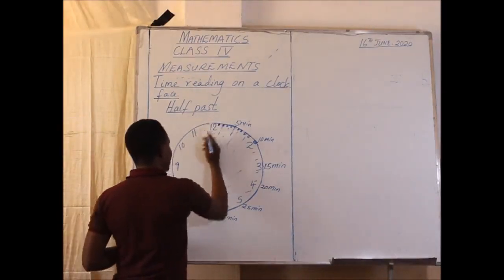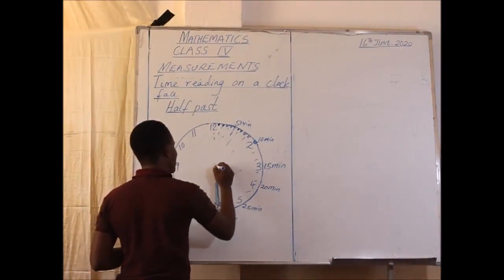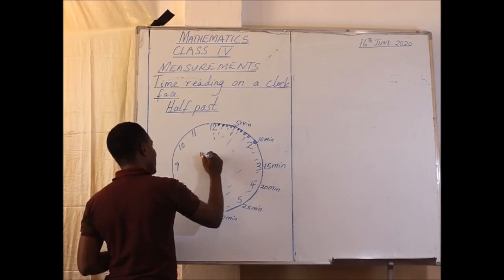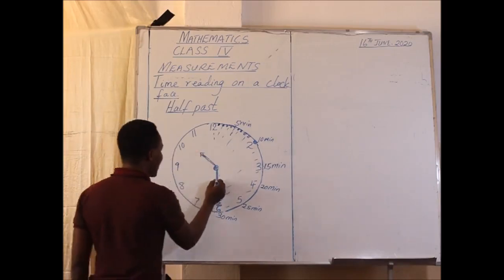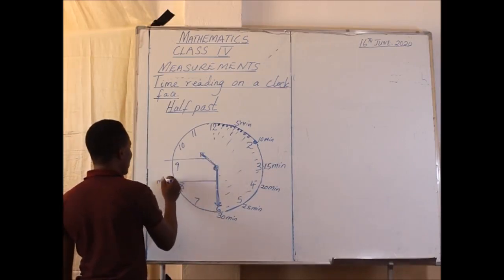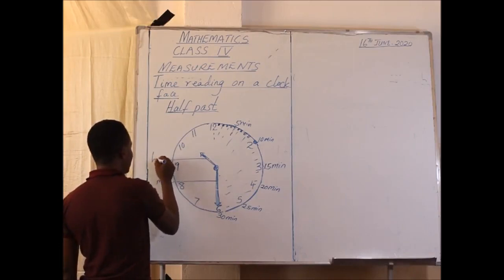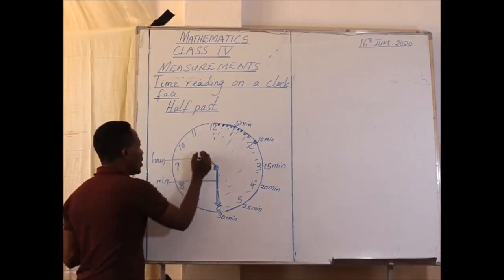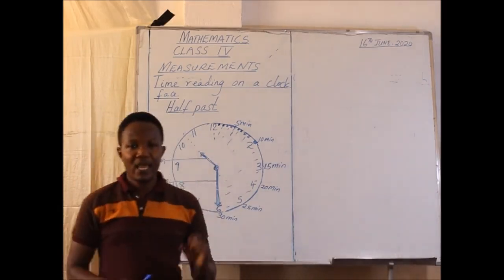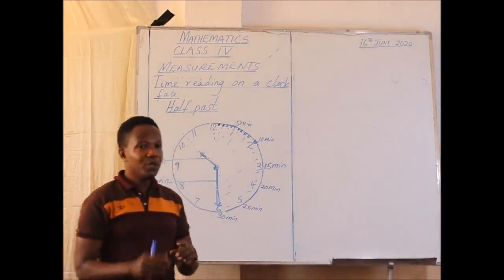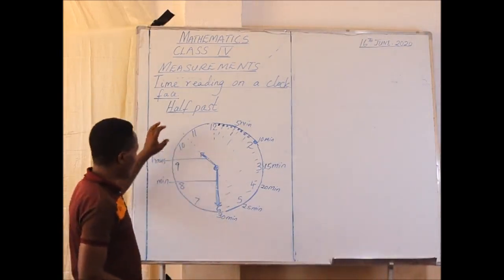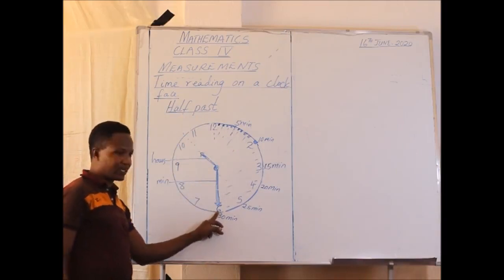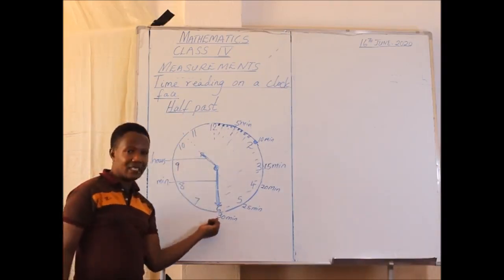Now let us see the short arm. Let us draw the short arm. As I've told you, the short arm shows the hours, and the long arm shows the minutes. So when it is half past, the short arm must be exactly between two numbers. For example, here, you can see the short arm is between 10 and 11, when the long arm is exactly at 6. And at 6, it is exactly 30 minutes.